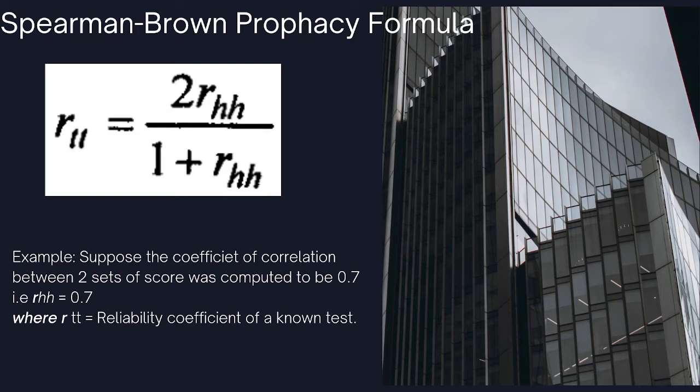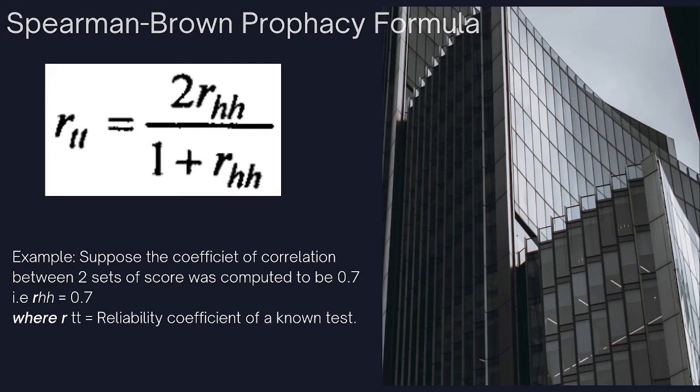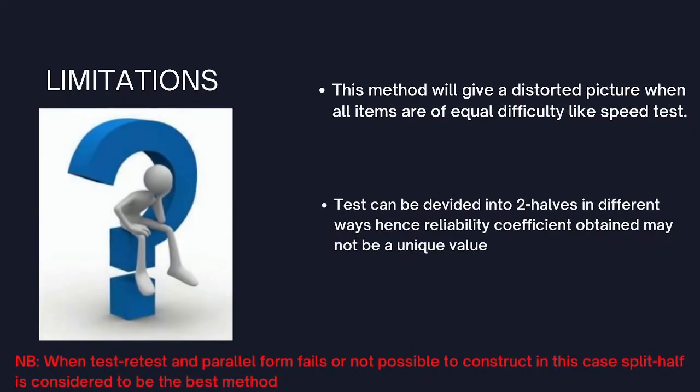So now we are moving towards the limitations of this method. There are many limitations, but I have put two important ones. The first limitation is that this method gives you a distorted picture when all items are of equal difficulty. For instance, take a speed test. In a speed test you can find all items having equal difficulty level. That's why in a speed test this method will not work properly.